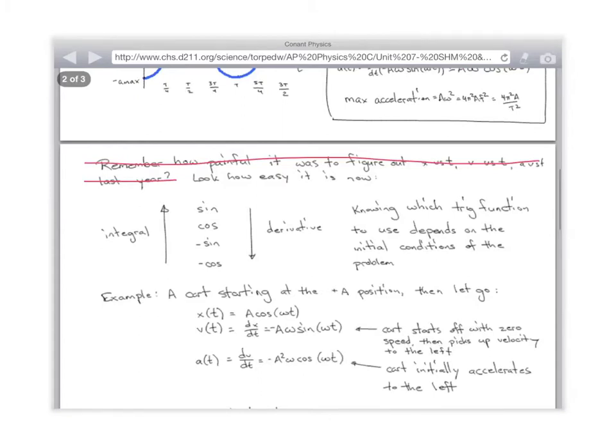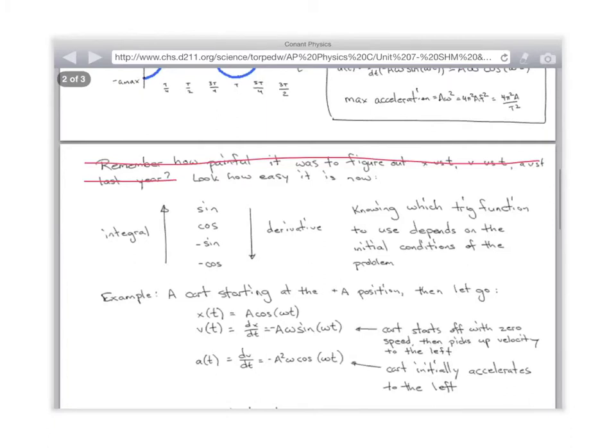What if you started the thing on the left side in the negative direction and then let go? What trig function would it be? Negative cosine, right? What if you started in the middle and launched it to the left? Negative sine. We're assuming the middle is 0, all the way to the right is positive A, and all the way to the left is negative A.